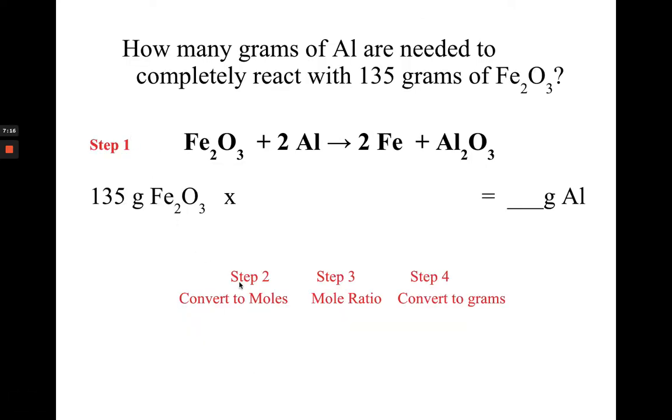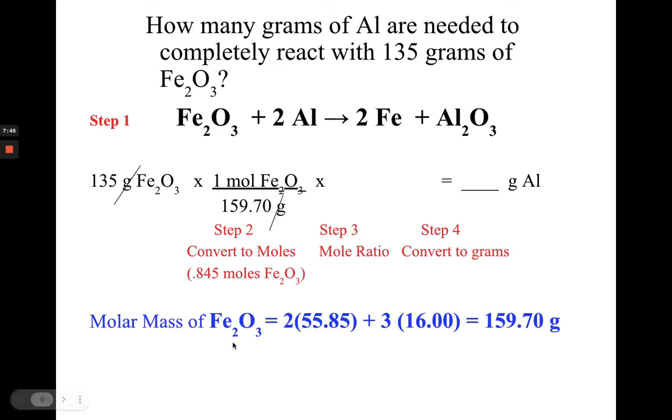So again, I've got the steps written out here. In order to travel from grams of iron 3 oxide to grams of aluminum, we have to go through these 3 steps. In order to use the balanced equation that we have as step 1, we have to change grams of iron 3 oxide to moles, okay? Because again, iron 3 oxide and aluminum have different masses. It's not a 2:1 based on mass, it's a 2:1 based on moles. So step 2 is to convert to moles. To do that, we have to have the molar mass of iron 3 oxide.